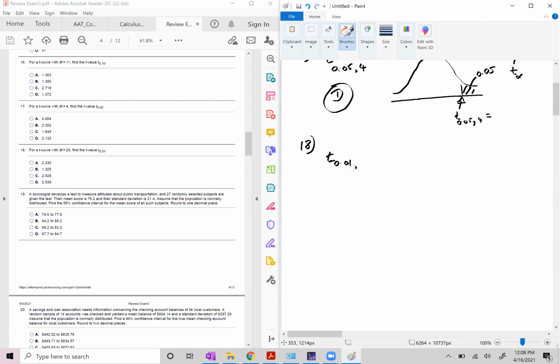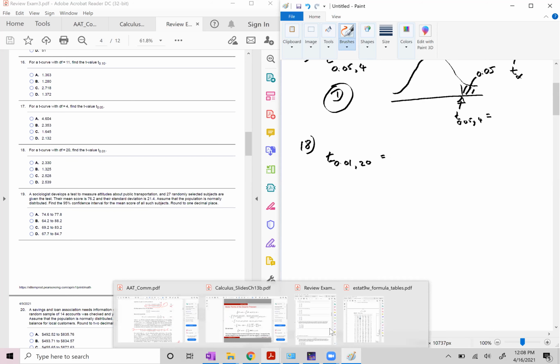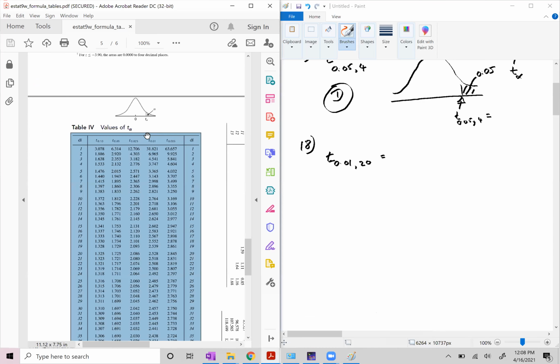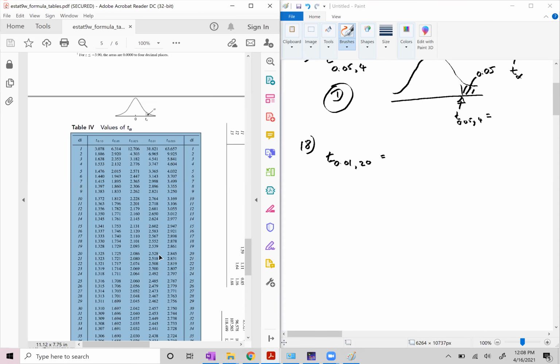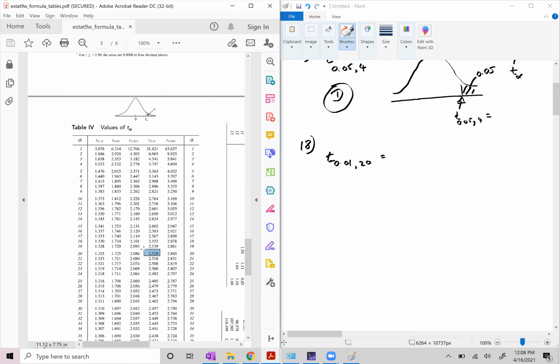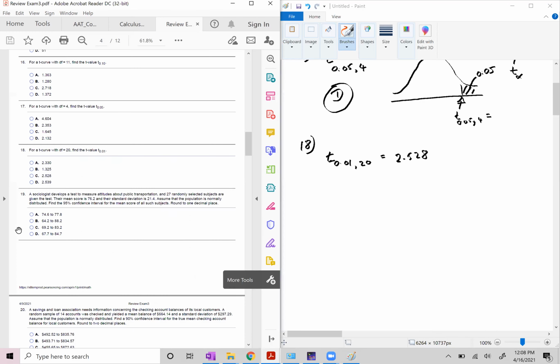T.01, degrees of freedom 20. T.01 is here, and we need to go for degrees of freedom 20, which is here, right? 2.528, which is answer C. Okay, question number 18, answer is C.